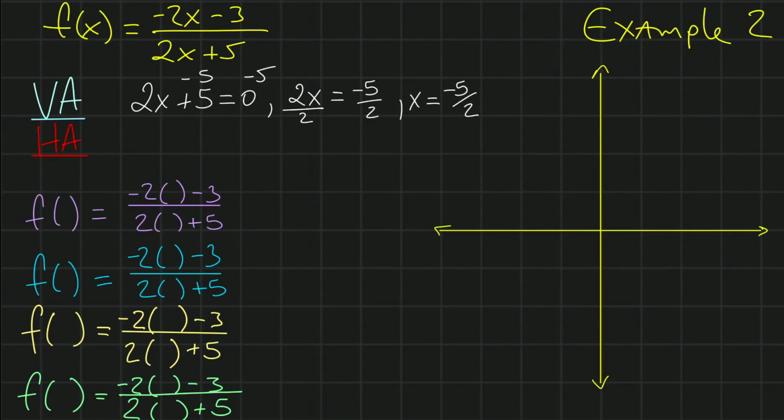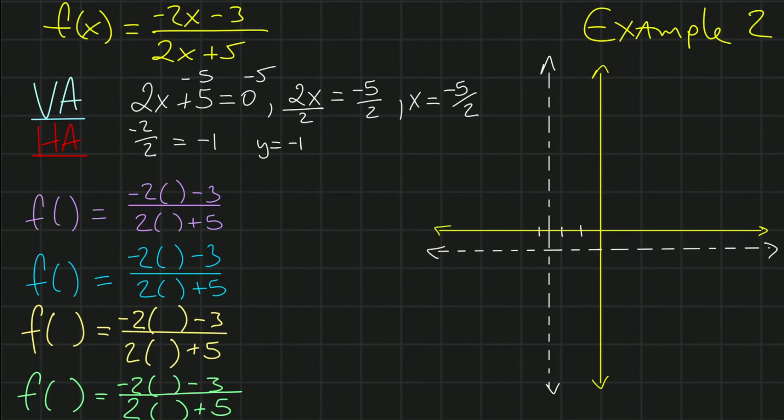Our horizontal asymptote asks us to check for the degree of both the numerator and the denominator. The degrees are the same, so that means that we look to the coefficients. So the coefficient is going to be negative 2 divided by 2, which gives us negative 1. So our horizontal asymptote is going to be at y is equal to negative 1. So we're going to go 1, 2, 3, and go halfway between that. Since we're dealing with negative 2.5, I'm going to be plotting negative 4, negative 3, negative 2, and negative 1.